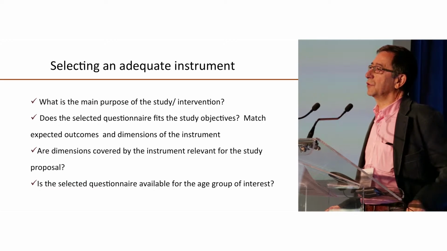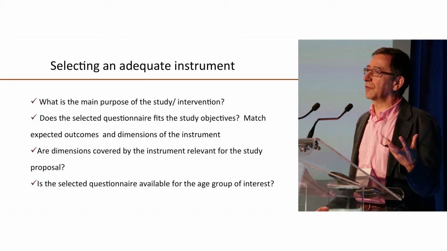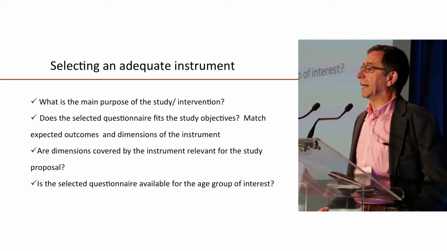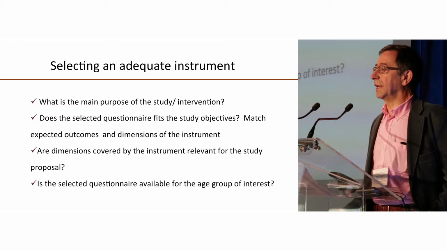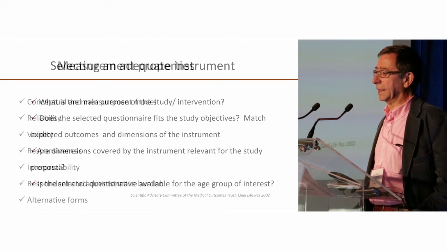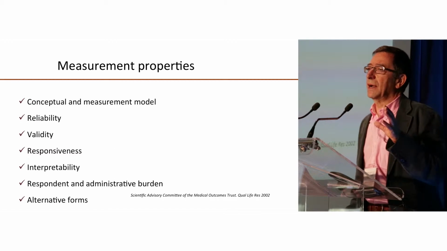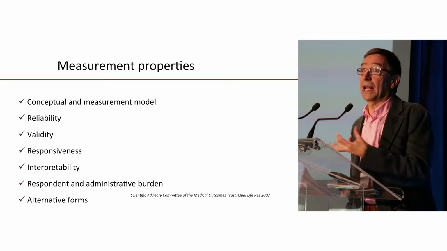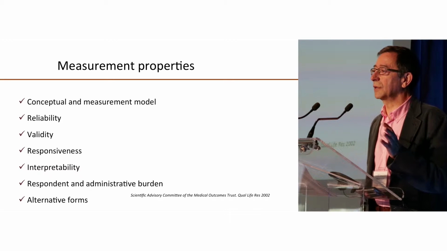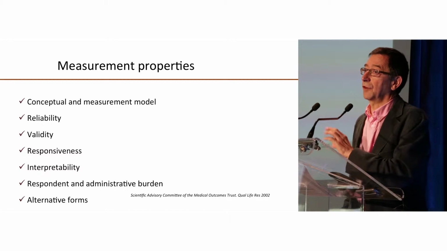Another question is that the dimensions of the instrument should be relevant for the study proposal. And of course, if it's available for the age group of interest. And when there is more than one instrument to select, one aspect that should be taken into account is the measurement properties of the instrument.